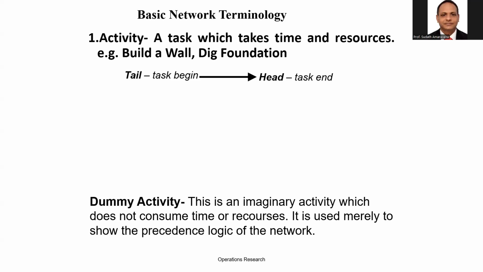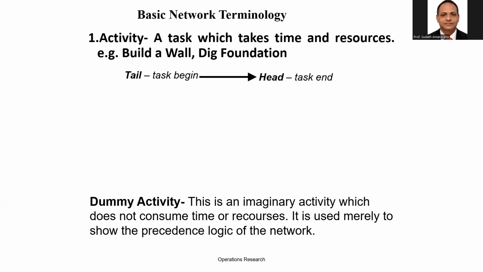As examples, build a wall, dig a foundation. Normally we use a straight line arrow. Remember, a straight line arrow, not a snake line. A straight line arrow represents the activity or task. An arrow has two sides: one is the head, the other side is the tail. The tail represents the task beginning. The head represents the task end.